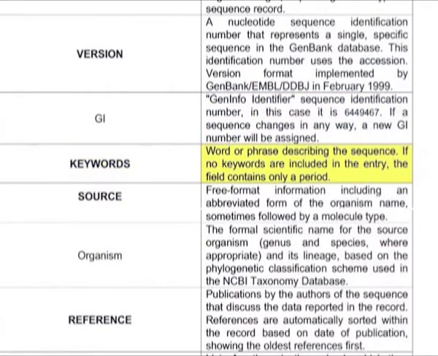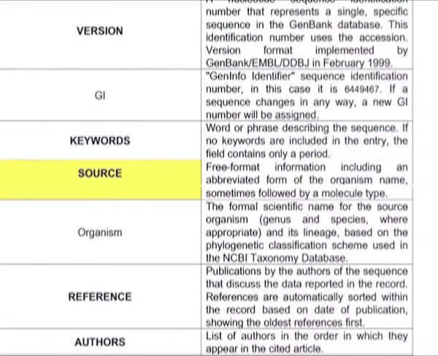Keywords. Keywords describe a word or a phrase describing the sequence. If no keywords are included in the entry, the field contains only a period. The next field is the source. Source describes the free format information including an abbreviated form of the organism name, sometimes followed by a molecule type. Organism. The formal scientific name for the source organism, the genus, species, and its lineage based on the phylogenetic classification scheme from the NCBI taxonomy database.